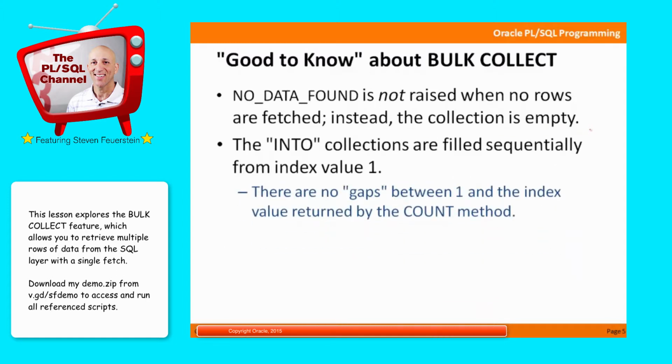Second, the into collections, the collections listed after the into keyword, are always filled sequentially from index value 1. That means that there are no gaps, no undefined elements between index value 1 and the index value returned by the count method. So if I retrieve 100 rows of data, then index values 1 through 100 are all filled, guaranteed. That's how bulk collect works. You can only use integer index collections. It's possible with associative arrays to have string indexed arrays, which is covered in a separate series of lessons on collections, but those are not supported for use with bulk collect.